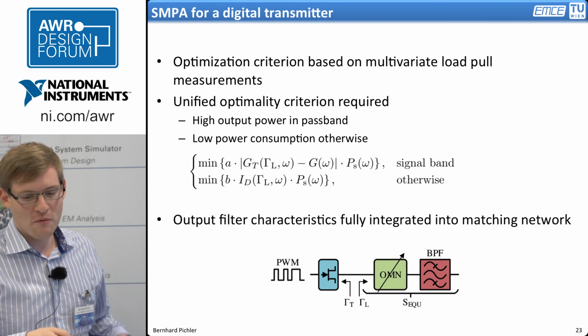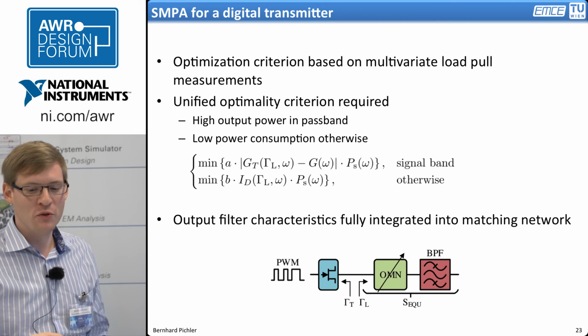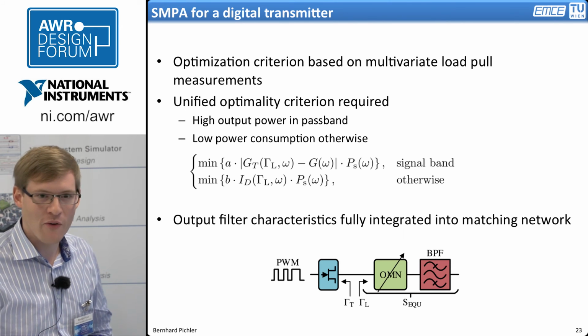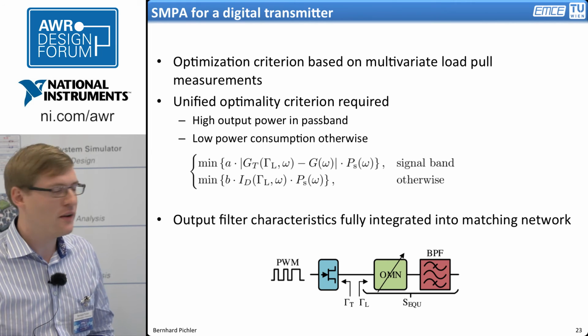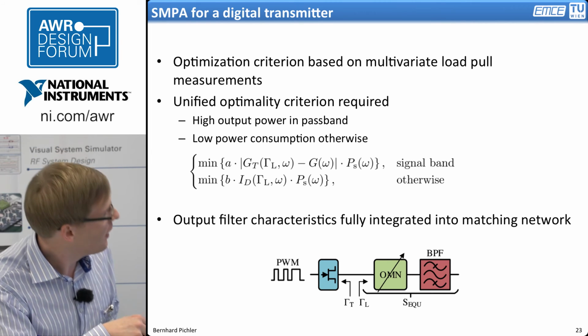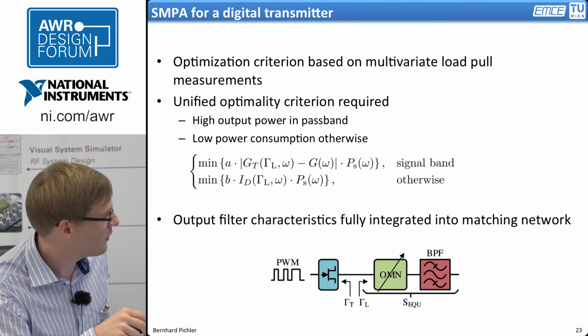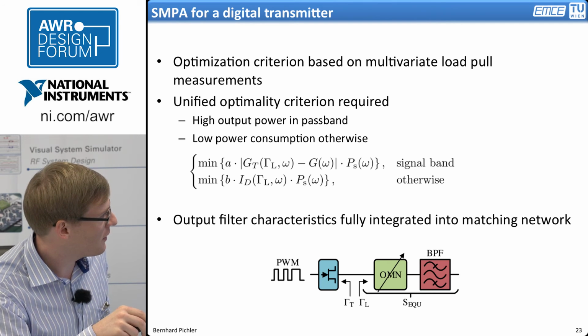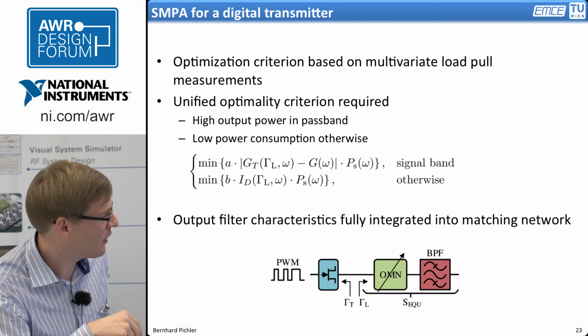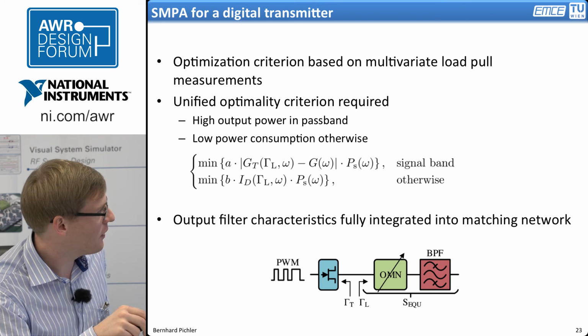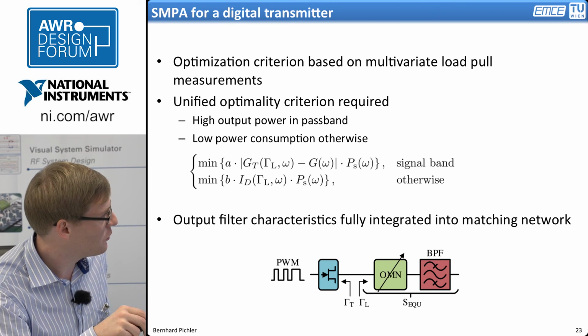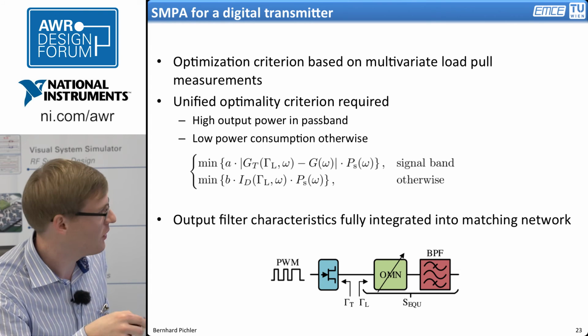And there was more or less the straightforward solution to have maximum output power in the passband of the filter and limit the power consumption otherwise. And as you can see here, this was done by this cost function. You calculate the gain depending on the termination frequency, subtract the target gain weighted by the input signal's power and an arbitrary weighting factor, minimize it, and otherwise outside the signal band you minimize the weighted drain current depending on the termination and frequency.